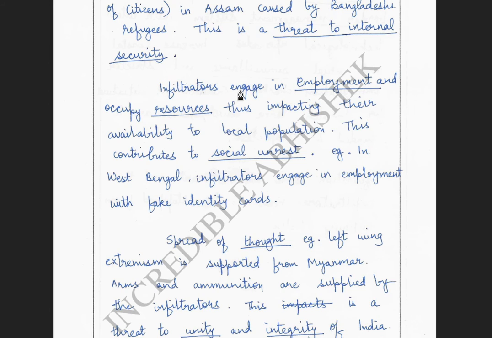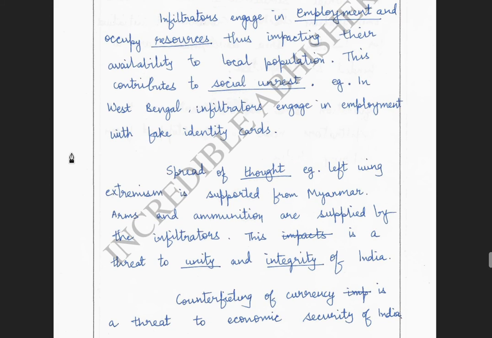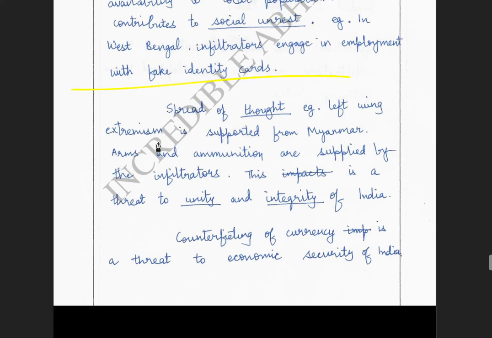Infiltrators engage in employment and occupy resources, thus impacting their availability to the local population, availability of employment and resources. This contributes to social unrest. For example, in West Bengal, you see this, he has again explained an impact of infiltrators and how they become security issues. Spread of thought. Now you see, he has separated two paragraphs here because he is talking about a new idea. Spread of thought, left-wing extremism, arms and ammunition supplied. This is a threat to unity and integrity of India.